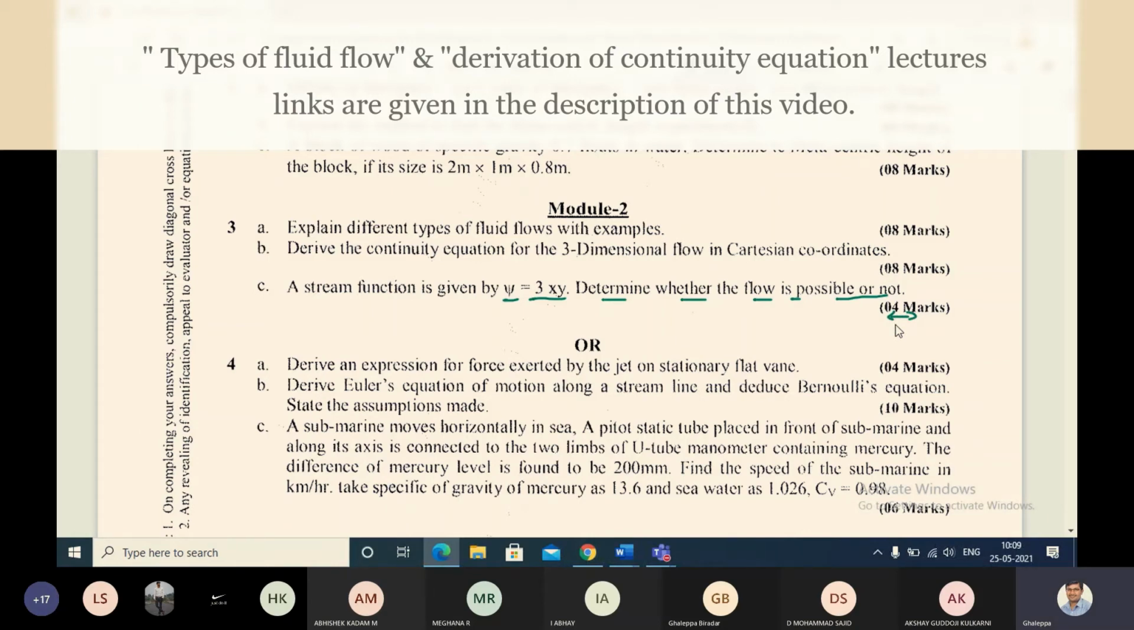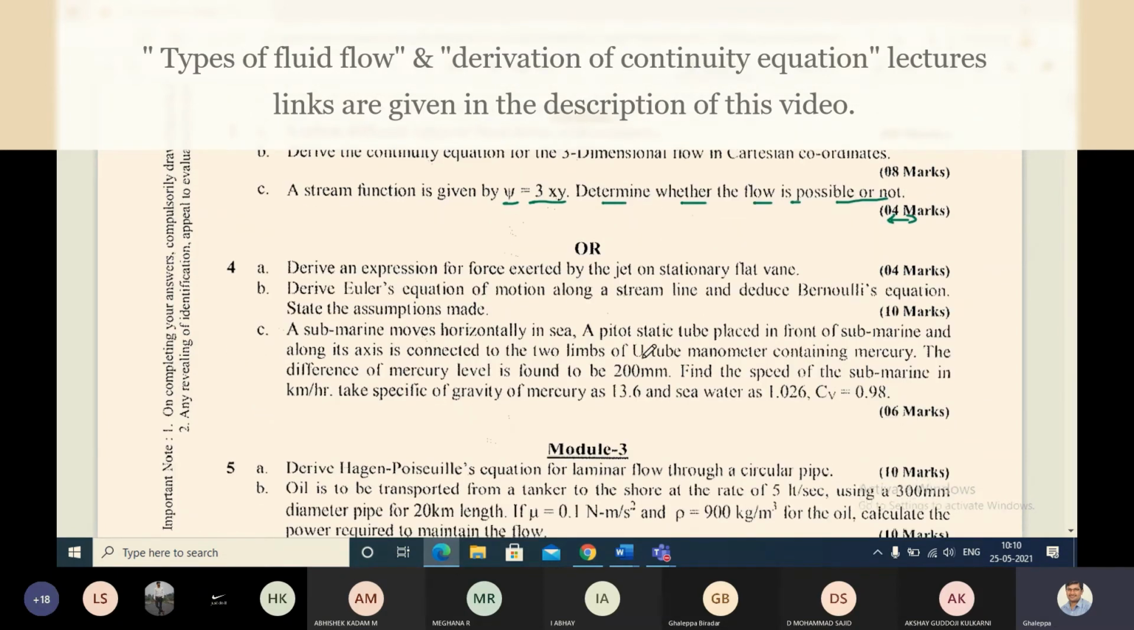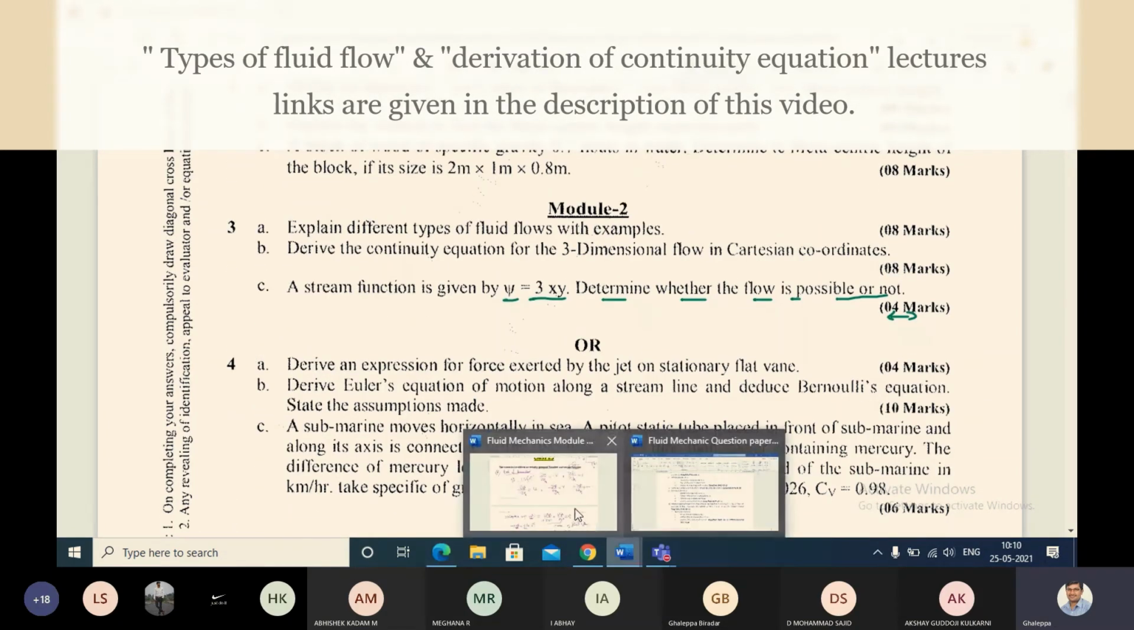So how will you check, or what is the condition for determining whether flow is possible or not for any function? The answer for this question is we need to write the Laplace equation. If the given function satisfies the Laplace equation, then it is a case of fluid flow, or flow is possible. If it does not satisfy the Laplace equation, then you can say the condition for flow is not possible. It is not flowing. Okay. Next, I will write the given data.